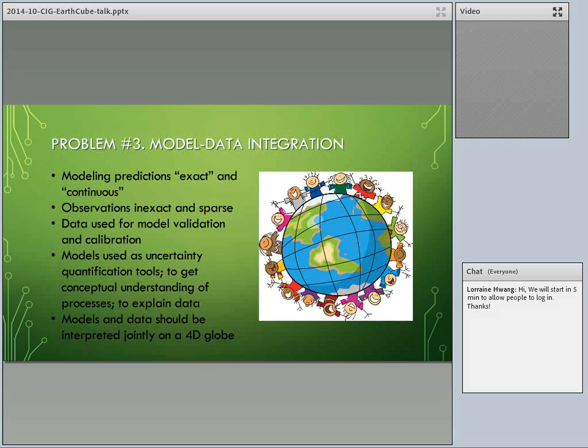Now, problem number 3 is model data integration, and that is a big issue, especially for us modelers. Data communities use their own standards, they use their own conventions. The observations, of course, are inexact and sparse, as opposed to modeling predictions, which are far from exact and continuous, but more so than the data. The data could and should be used for model validation and calibration, and that is very rarely done because of the complexity of merging these two worlds.